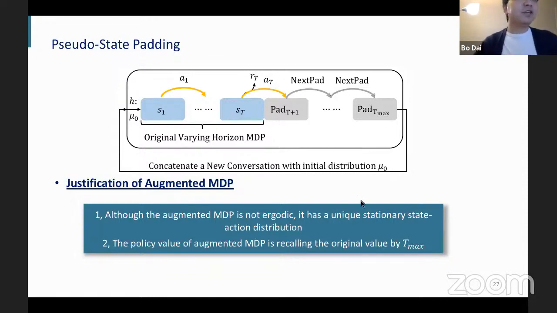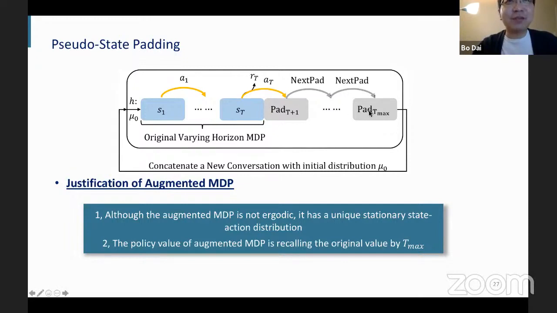As I mentioned, in this application we really don't know how long each conversation is. The T could vary a lot. So for example, in this case, it finishes after this big T step. Then we say, okay, we will not stop here. We will add more pseudo states from T+1 up to eventually T max. By this padding, we make sure every conversation has the same length, but it's still finite.